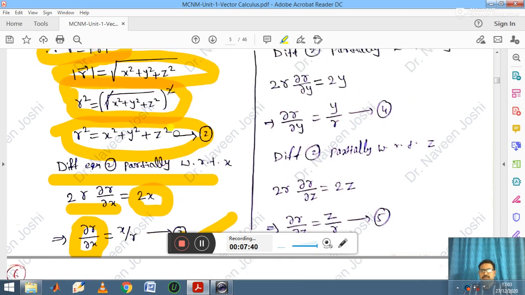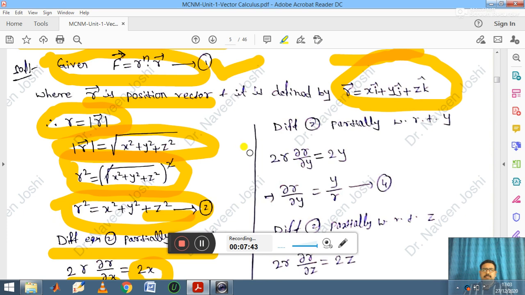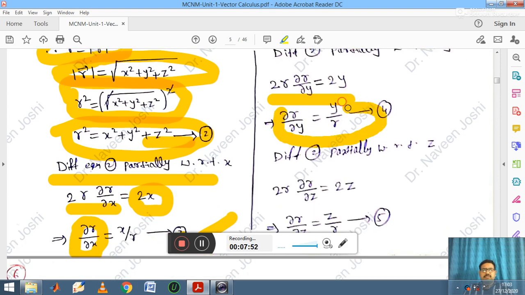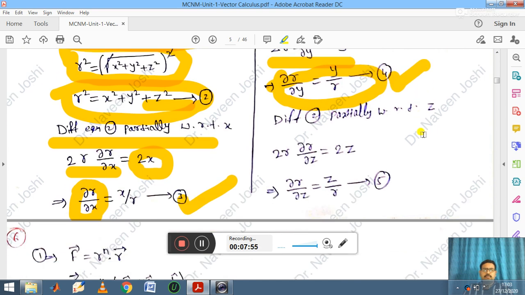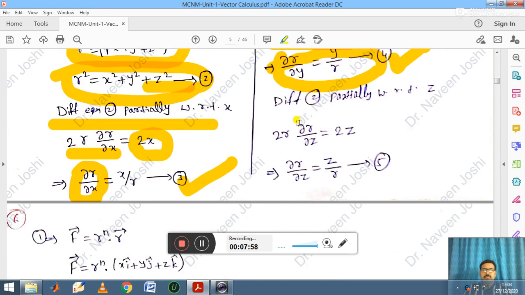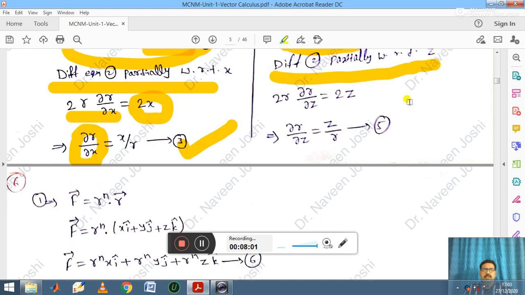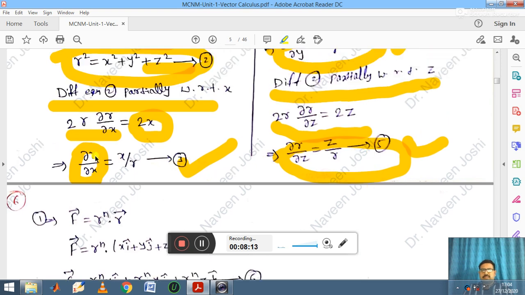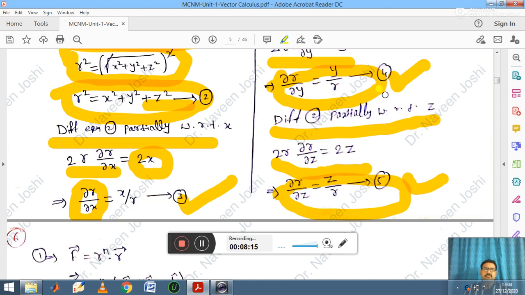Similarly, the same equation 2 you differentiate with respect to y. Then the left hand side is the same, 2r dou r by dou y equals 2y. So 2 cancels, and dou r by dou y is y by r. Take it as equation 4. Then finally differentiate with respect to z. Then 2r into dou r by dou z equals 2z. Here dou r by dou z is z by r. So equation 3 is the expression for dou r by dou x, equation 4 is for dou r by dou y, and equation 5 is for dou r by dou z.